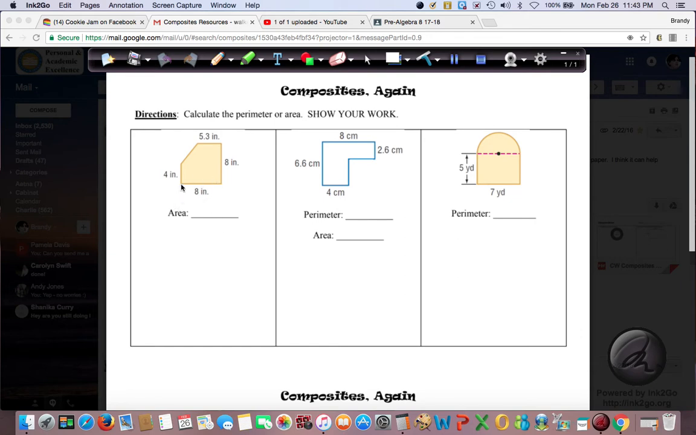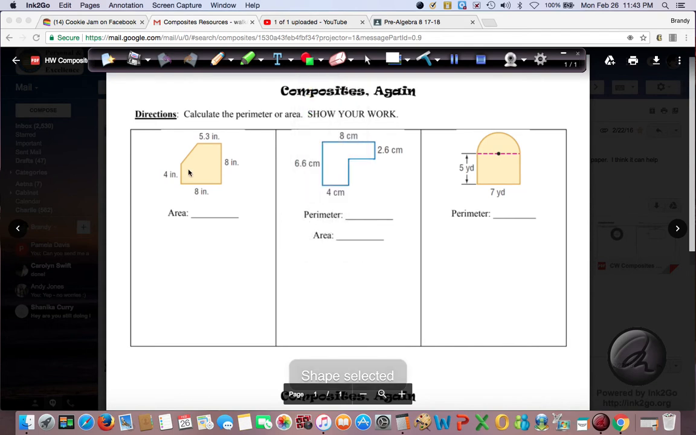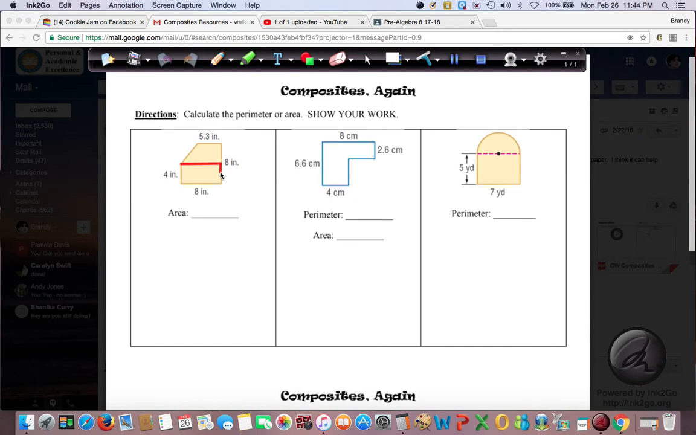When it's asking for area, that's when you need to divide them into 2 shapes. If I take my red line here, I can put it straight across here, and I have a nice rectangle here at the bottom. And I can see that I have a trapezoid at the top. So this is a base, and this is a base, and then we have our 2 sides of the trapezoid.